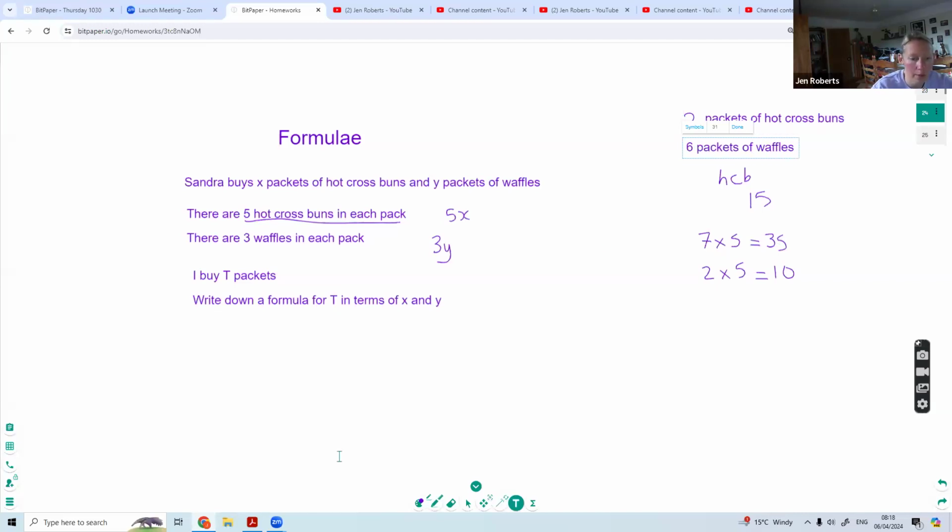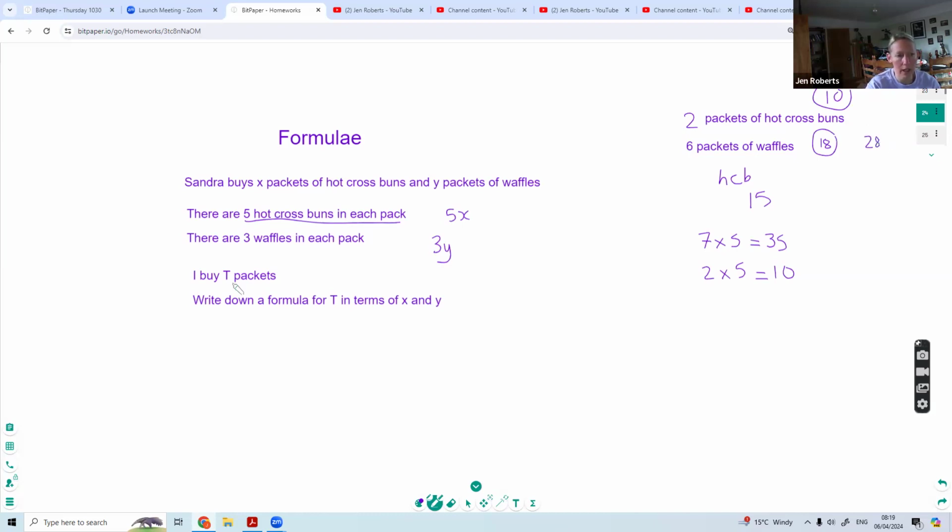Okay, well, what would we do here? Right, well, to work out the amount of items we've got altogether, let's see what we do. Well, we do 2 packets of hot cross buns. 2 times 5 is 10. 6 packets of waffles. 6 times 3 is 18. Then to get the total amount, what would you do with this and this? You'd add them together, wouldn't you? So we would have 28 items altogether, right?